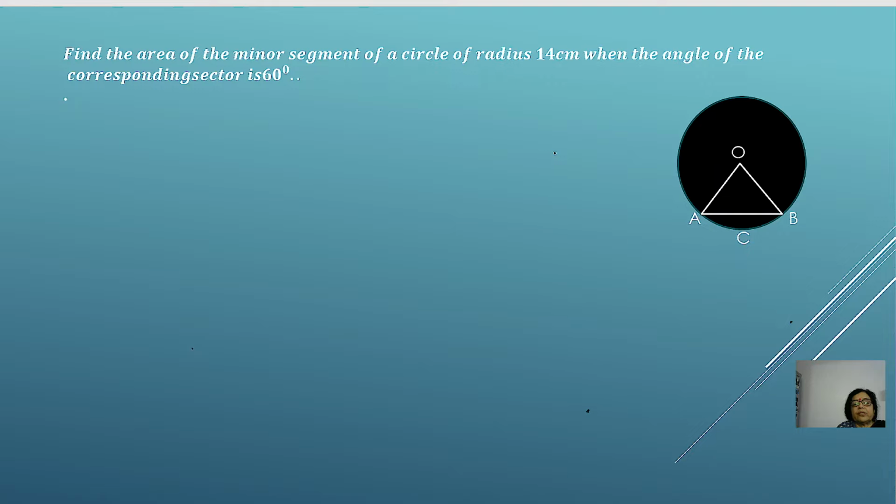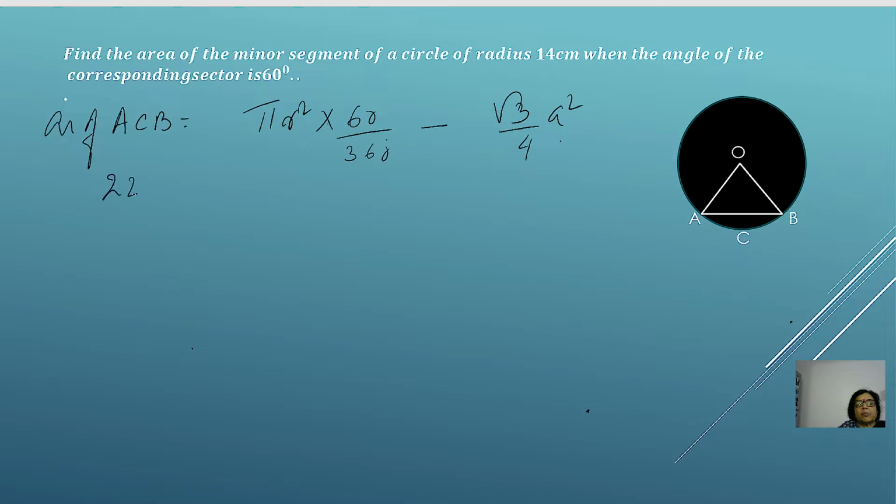Moving on to another question where the angle at the center is 60 degree. In that case, area of the corresponding segment ACB will be equal to area of the sector, that is pi r square theta by 360, that is equal to 60 by 360, minus area of the triangle, that is root 3 by 4 into a square. Here A and R will measure the same. So here we get 22 by 7.